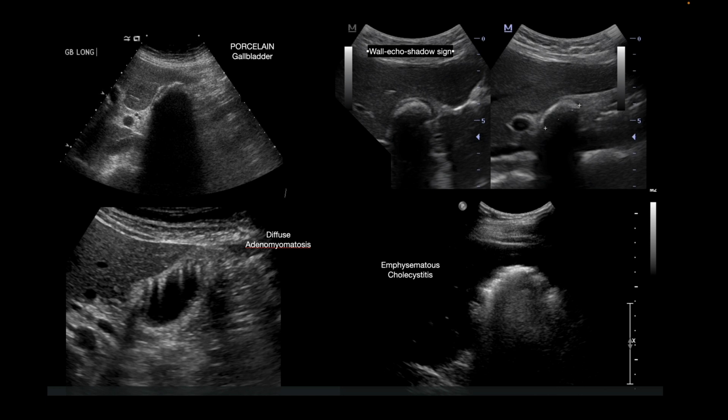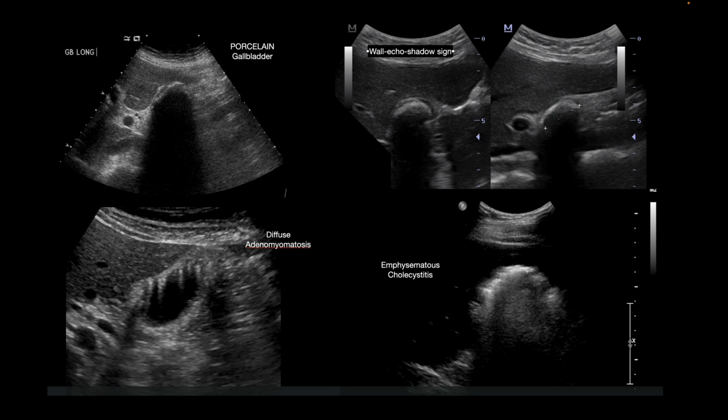You can get a thing called a porcelain gallbladder where there's calcification in the actual wall of the gallbladder, and that can look very similar. It can be hard to differentiate, it's much rarer. Usually shows up nicely on an x-ray. So yes, if you've ever seen those x-rays from the old days, that's a porcelain gallbladder.